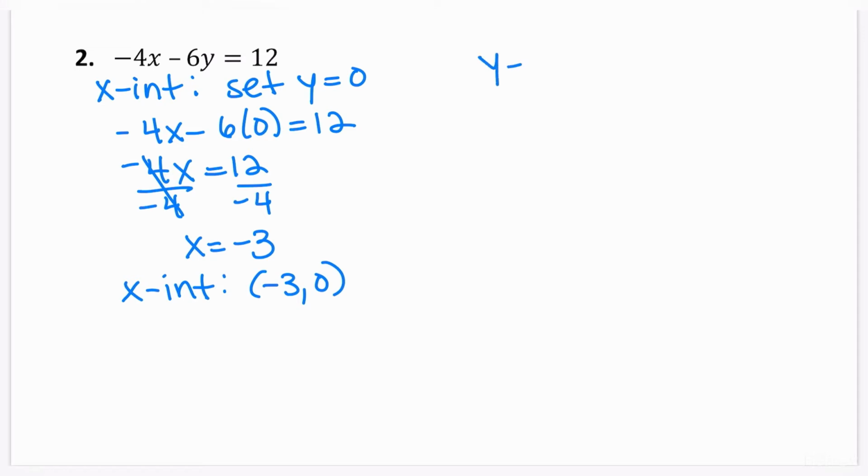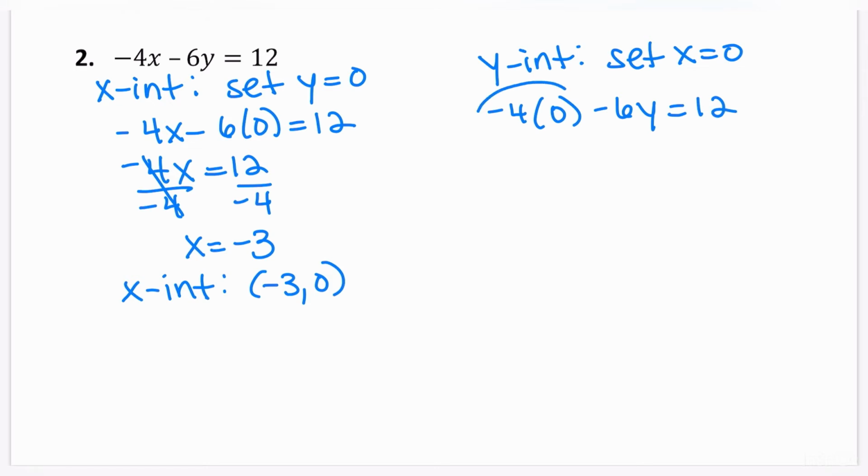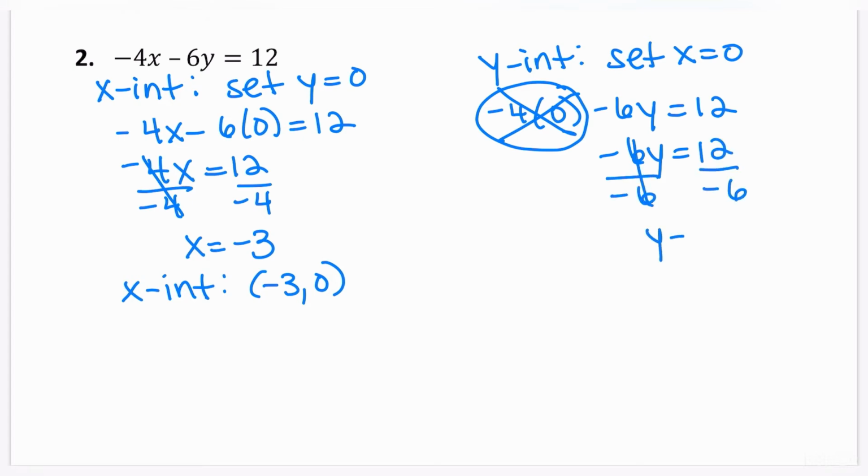To find the y-intercept, we're going to set x equal to 0. So I have negative 4 times 0 minus 6y equals 12. This part right here is just going to be 0 anyway. So negative 6y equals 12. Divide by negative 6. That means y is equal to negative 2. So the y-intercept is the point 0, negative 2.